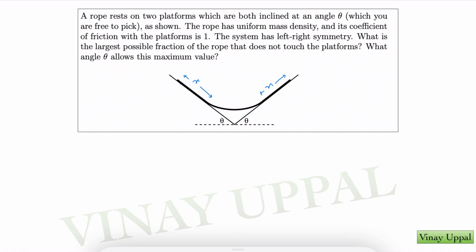So if I can find out the smallest value of x, then I'll also get the largest value of the length of the rope that doesn't touch the platform. So my question reduces to finding out the smallest value of x.